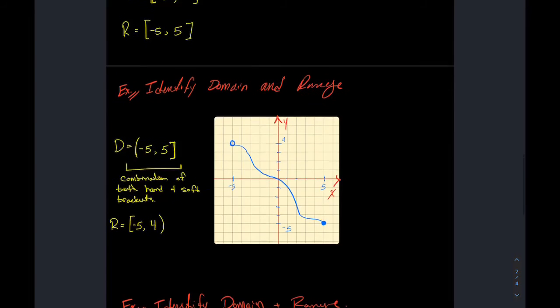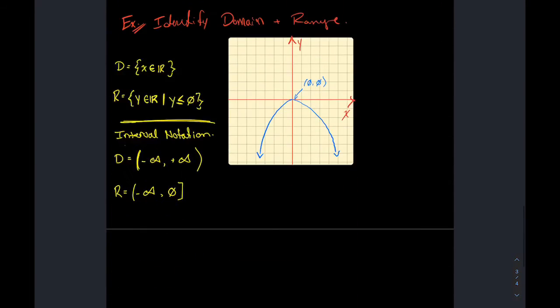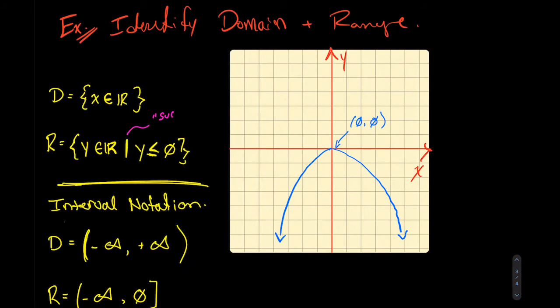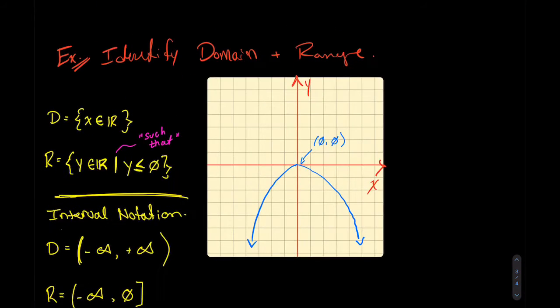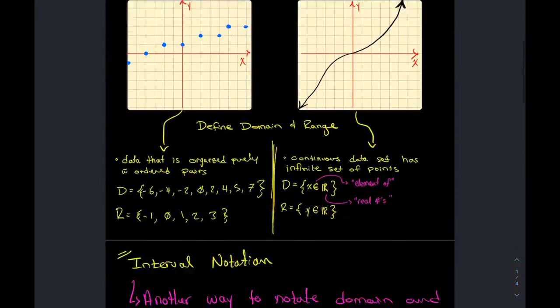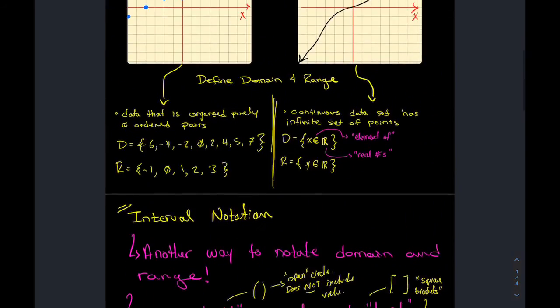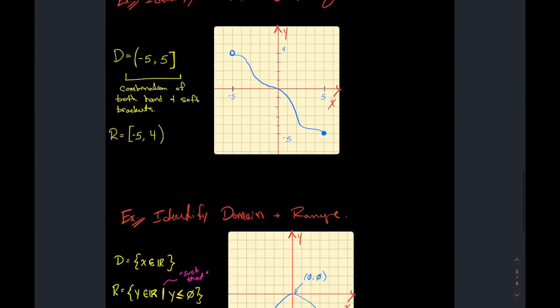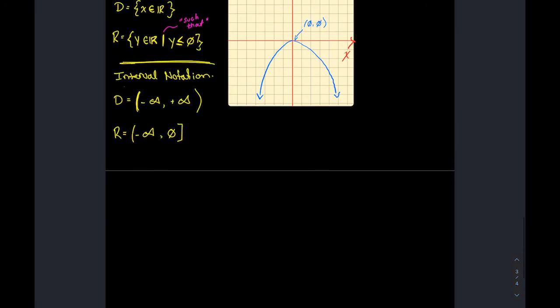Actually, let's label that. We have to do that. Let's do this. This means such that. And this is essentially all that we need to have covered for the end here. Just that interval notation, defining domain and range for those continuous values there. And that is it.